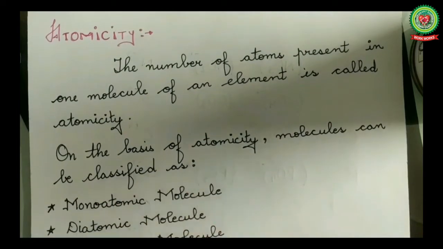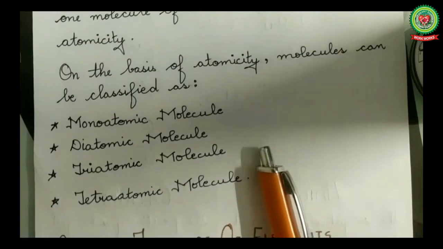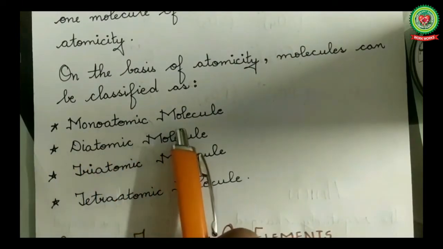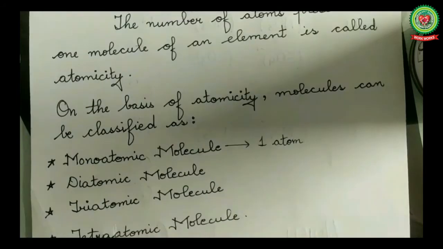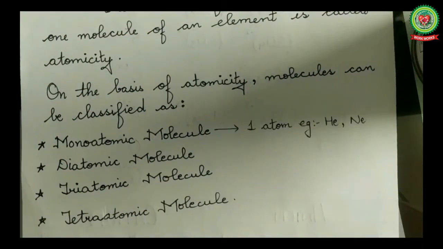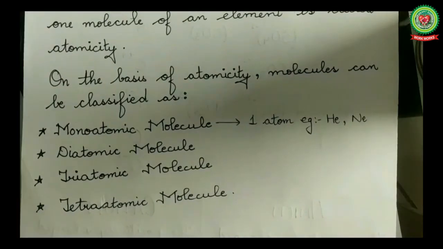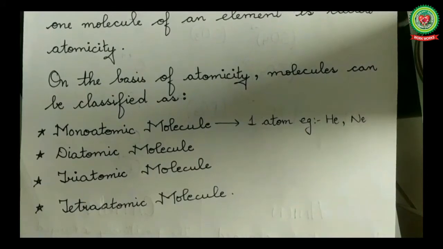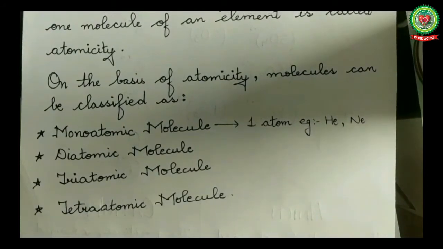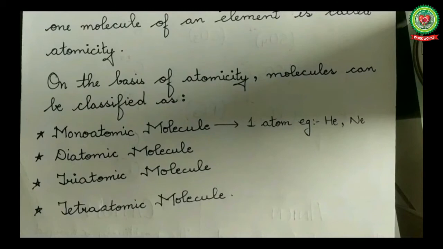On the basis of atomicity, molecules can be classified as monoatomic molecule. Mono means one. That is, one atom in a molecule of an element. And this is only possible in the case of noble gases. Example, helium, neon. Students, noble gases are the elements whose last shell, the outermost shell, is complete. That is, they are stable. So their atom can exist independently.